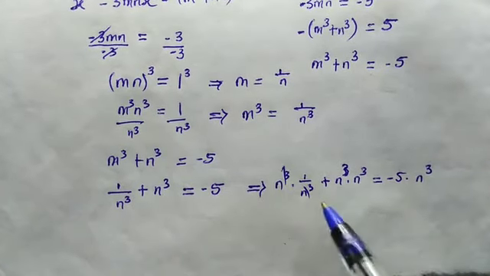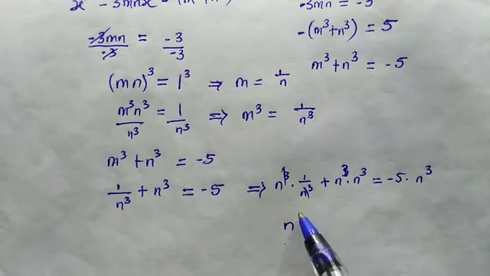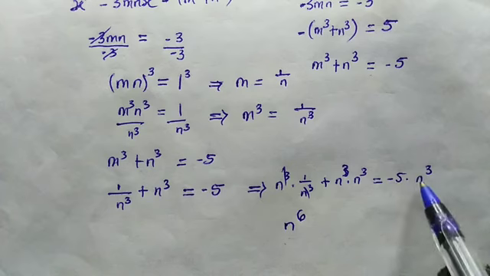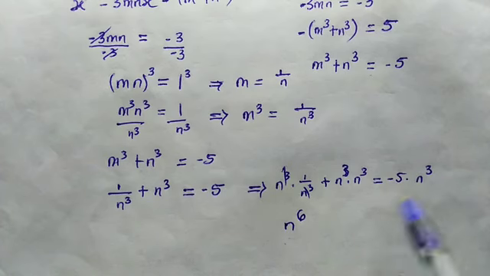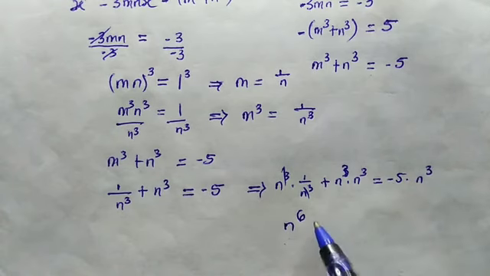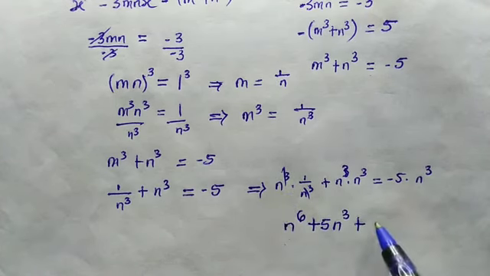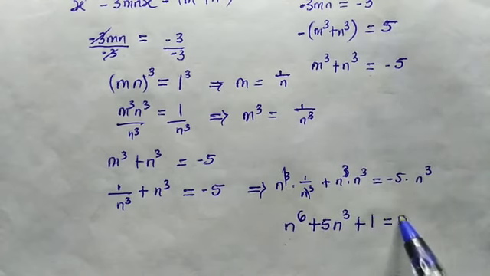So this will cancel this. Here we have n cubed times n cubed. That will give us n raised to 3 plus 3, which is 6. Then from the right hand side, this is minus 5n cubed. Then moving this term from the right to left, we have plus 5n cubed. Then plus, you know what is left here? That is 1. This is equal to 0.